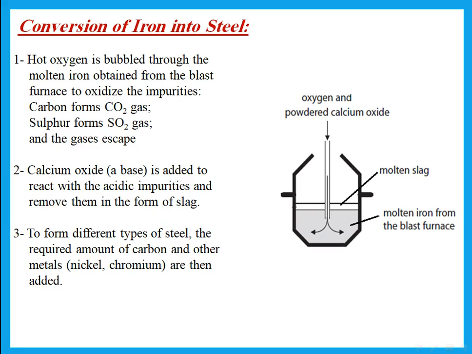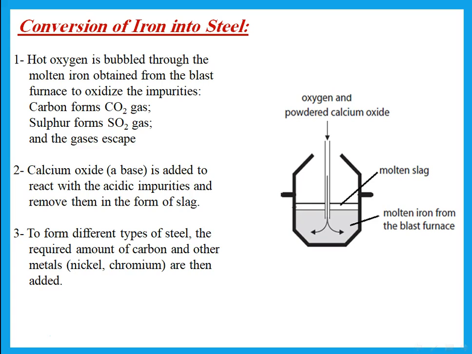Okay, now the iron that comes out from the blast furnace is not pure iron. It still has a lot of impurities like carbon, sulfur, phosphorus, silicon, and so on. And we need to get rid of this, and then we convert it into the kind of steel that we need. So the molten iron that is obtained in the blast furnace is placed in another sort of furnace, and hot oxygen is bubbled through it. So when the oxygen is bubbled through it, it oxidizes the impurities. Now, what are the impurities that we talked about?